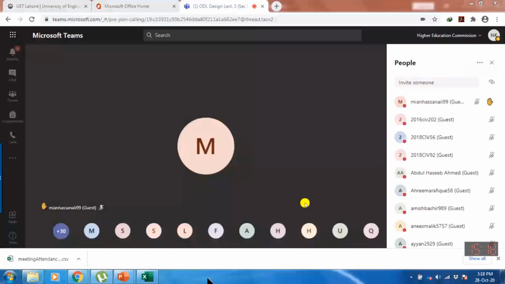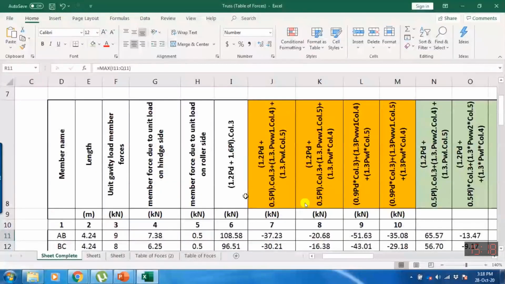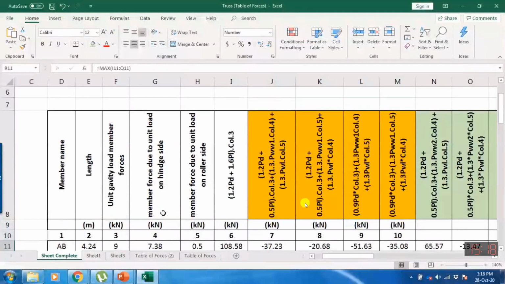If you have the forces from this unit load, then you will be able to compute this table, because in the first three columns are the member force due to the unit gravity load, and the member force due to, for example, wind load acting on the hinge and roller side. So how will you fill up this column? You need to perform the analysis, either by manual calculation, SAP, or any software.